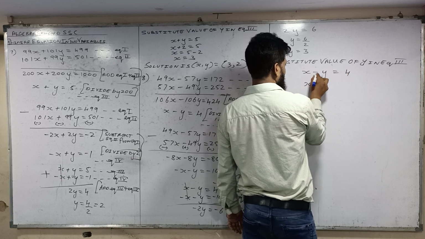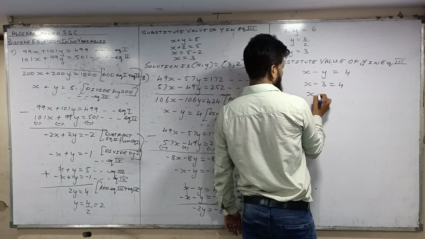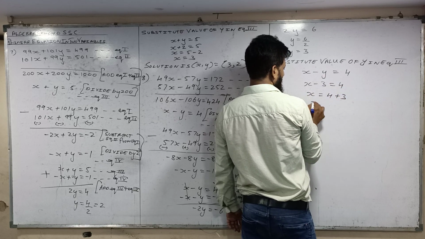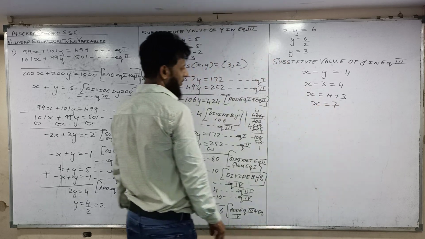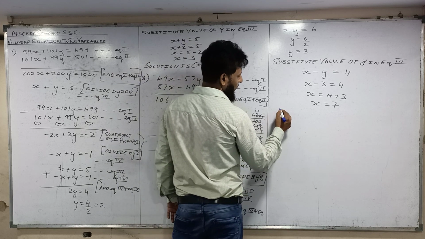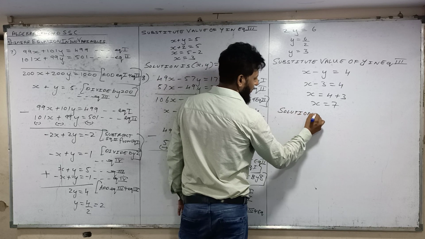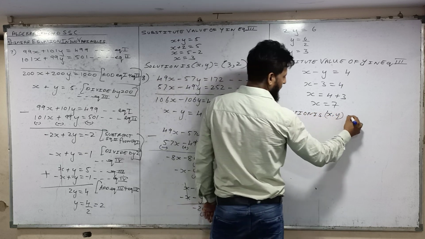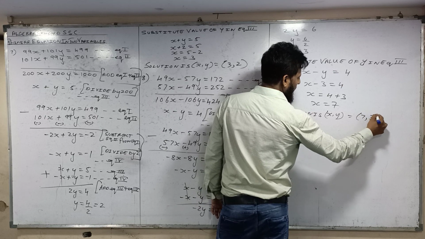In equation 3 you can see x minus y is equal to 4. x as it is, minus as it is, the y value is 3. Put 3. So x as it is, 4 as it is, minus 3 will come here as plus 3. x is equal to 7. So you will get the value of x as 7. So the solution is x is equal to 7, and the value of y is 3.